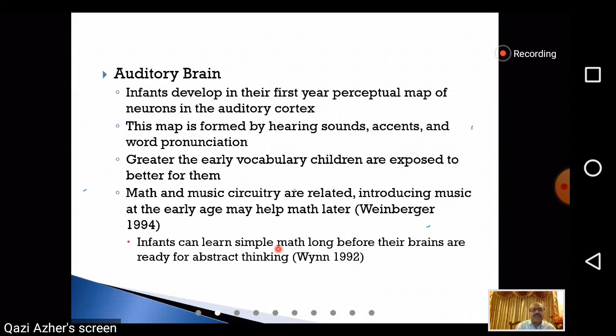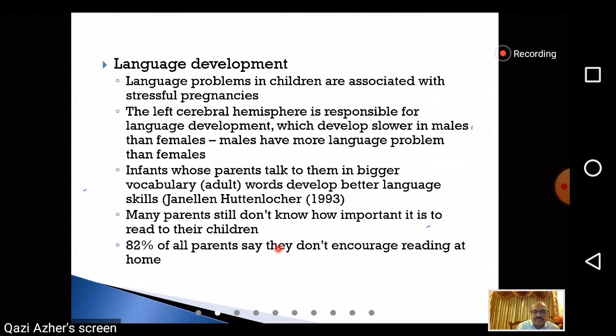Okay, language development. I mentioned that stressful pregnancies, whether verbal abuse by the husband or by people in the environment toward the mother, or even traumatic deliveries, cause language problems. A mother who is stressed will have a baby with a language problem. So you have to be very careful with a pregnant woman.